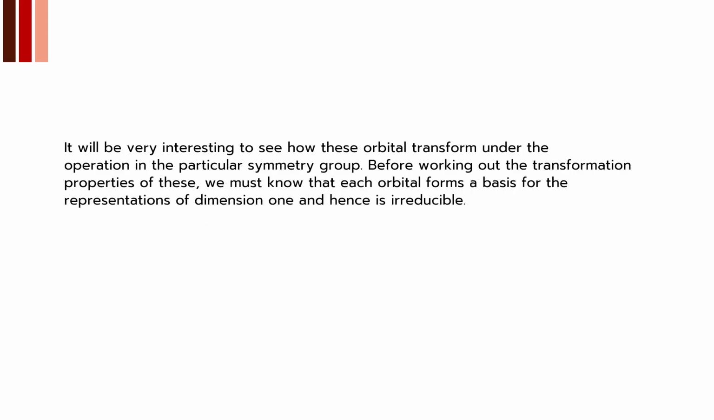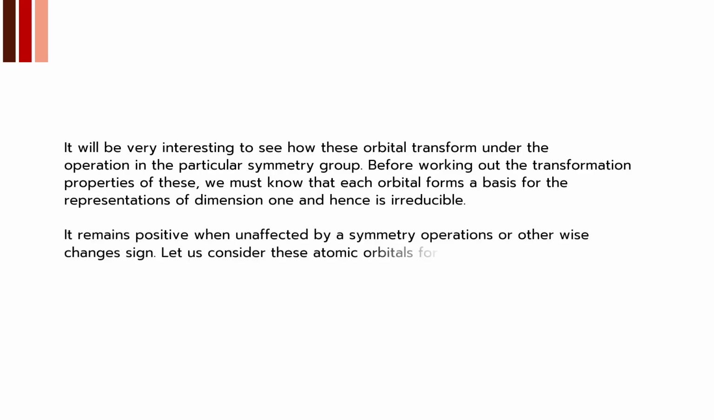It will be very interesting to see how these orbitals transform under the operations in a particular symmetry. For working out the transformation properties of these, we must know that each orbital forms a basis for a representation of dimension 1, and hence it is an irreducible representation. So if it is an irreducible representation, how do you see? We can correlate in the character table itself. It either remains positive when affected by a symmetry operation, or otherwise it changes sign.